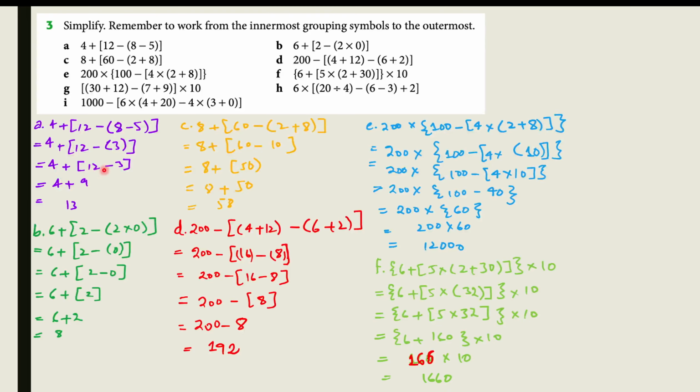Now when we solve the square bracket, 12 minus 3 is equal to 9. So 4 plus 9 is equal to 13. 13 is our final answer.